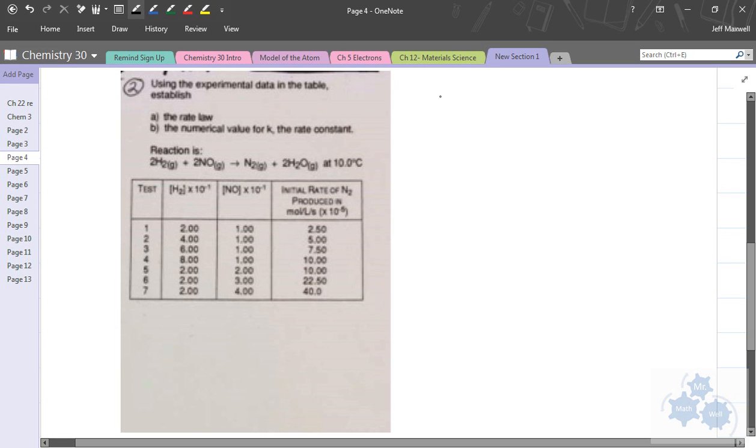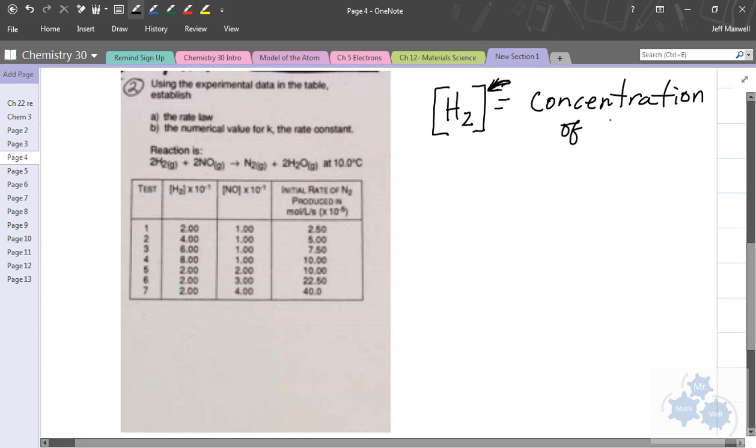Now, hopefully you remember what square brackets mean. I guess I've kind of been assuming that, but what do the square brackets around H2 mean? Yes, thank you. The square brackets refer to concentration. So if you are confused by that or unaware of that, the square brackets mean concentration, okay? And of course, this is the concentration of hydrogen, molecular hydrogen.